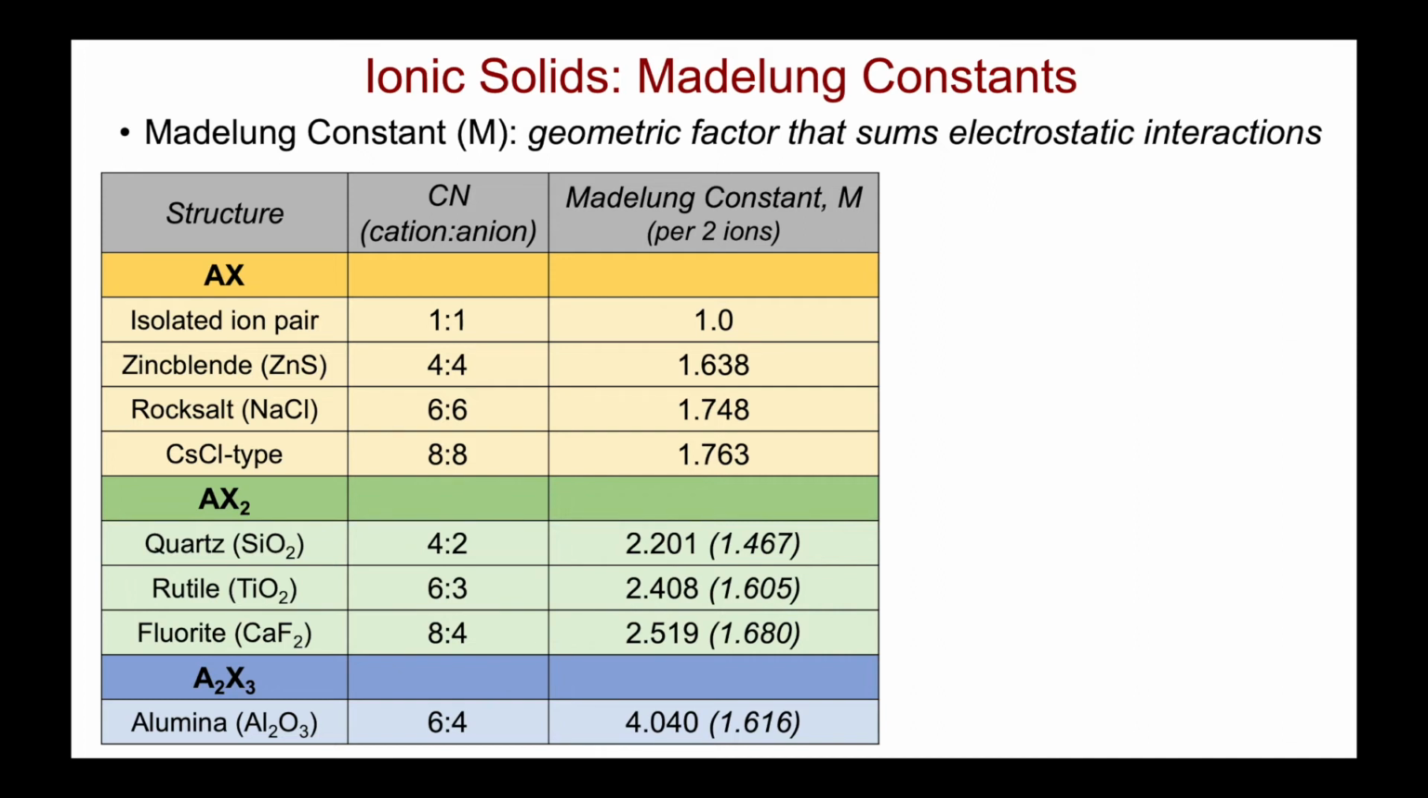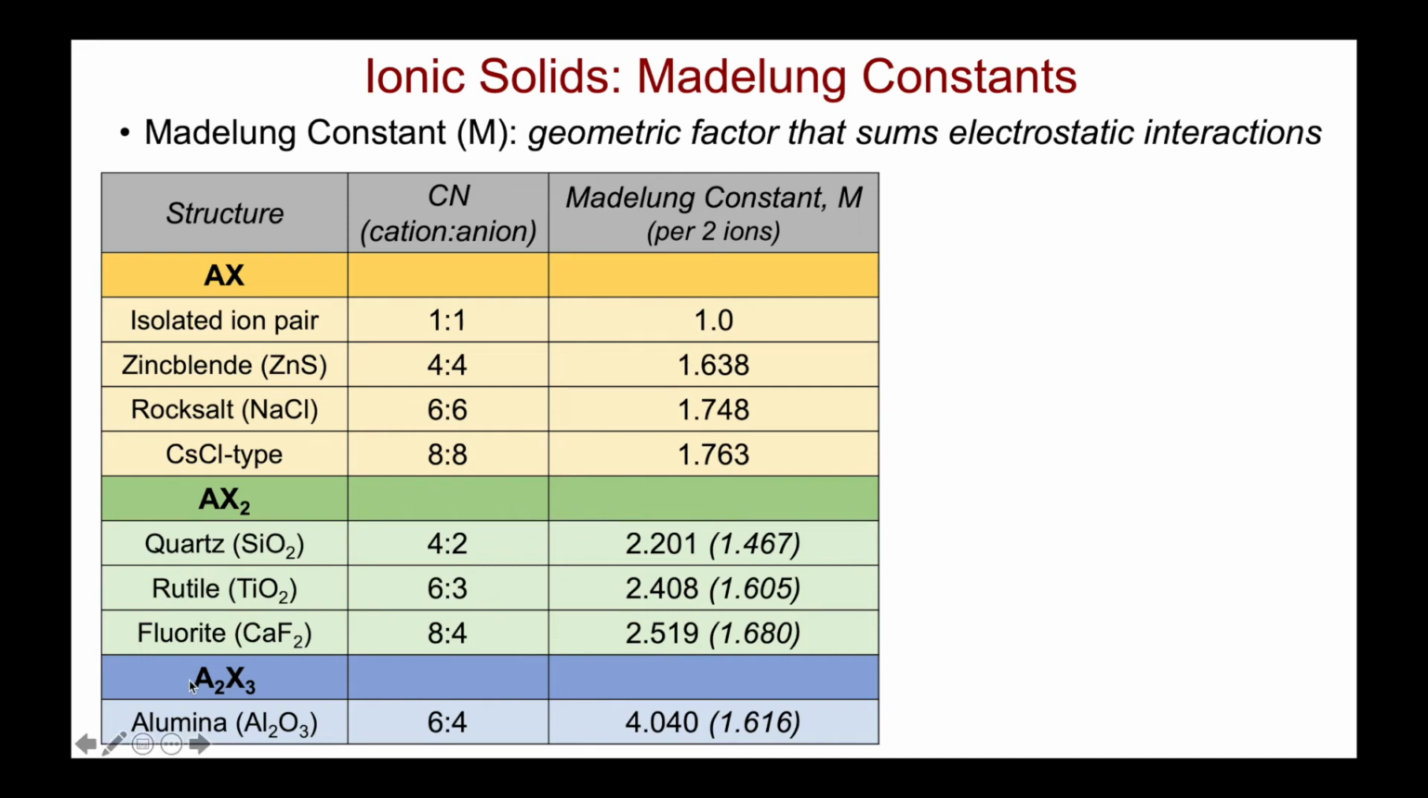And so it's sort of an unfair comparison, if you like, to compare the electrostatic interactions here to an AX because there's more ions in the AX2 unit. And so to make that comparison, we take the value of the Madelung constant for an AX2 structure and just convert it to a 2-ion basis.